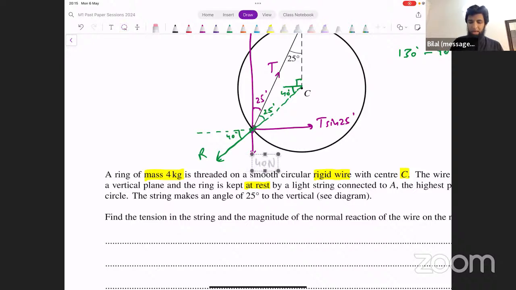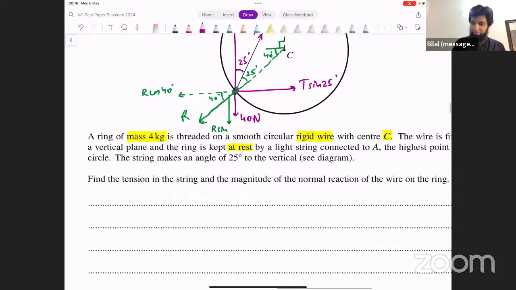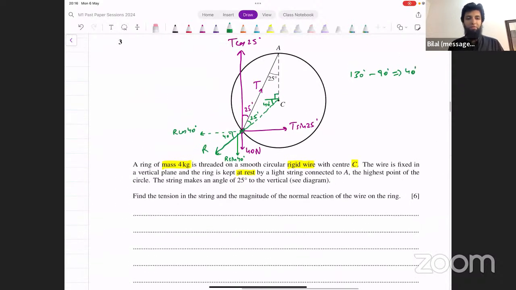One component is going to act along, adjacent to the angle, which is going to be R cos 40, and the other component is going to be perpendicular to that angle on the other side of the angle, that is going to be R sine 40. Okay, these are two components that we get. R sine of 40 degrees. And now we've resolved the forces.